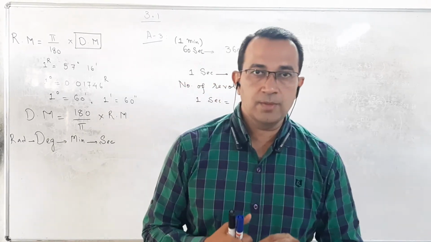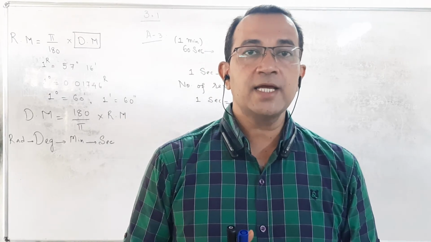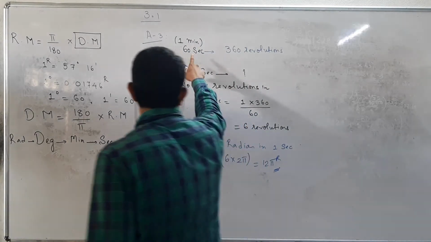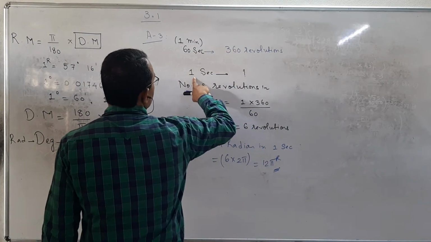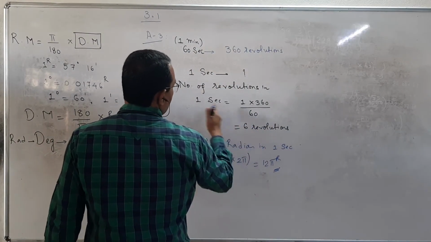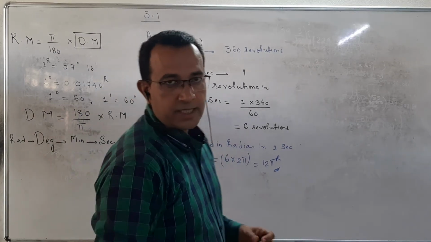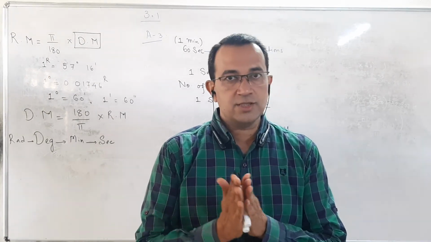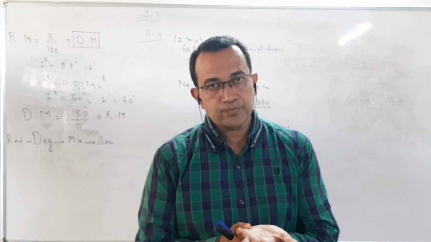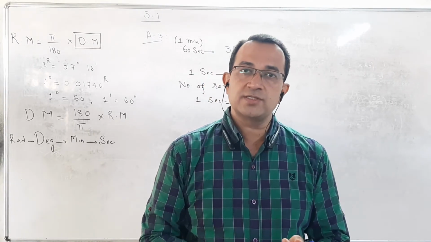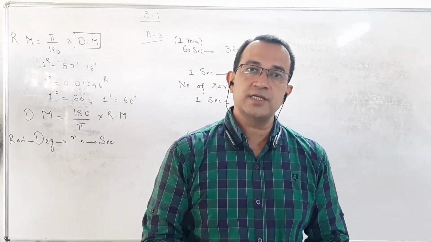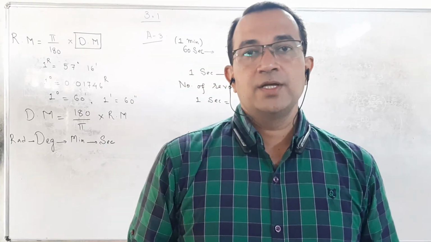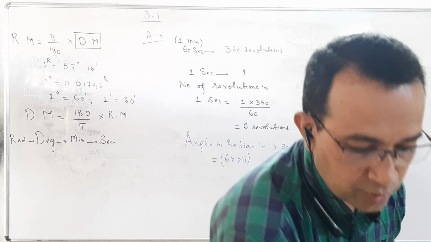In 1 minute, the number of revolutions, students, is 360. It means in 60 seconds, the number of revolutions is 360. In 1 second, how many? 6. Now all of you know that in radian measure, 1 complete revolution is the circumference of the unit circle, and that is 2 pi, because r is 1. So in 6 revolutions, the radian measure of the angle is 6 into 2 pi, that is 12 pi radians. This is what, students, we have to understand.